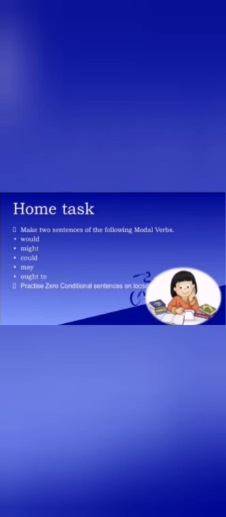So now let us discuss your home task. Your home task is that you have to make 2 sentences of each of the following modal verbs: would, might, could, may, and ought to. And you also have to practice zero conditional sentences on a loose sheet. If you have any confusion regarding your home task, you can watch this lesson again.